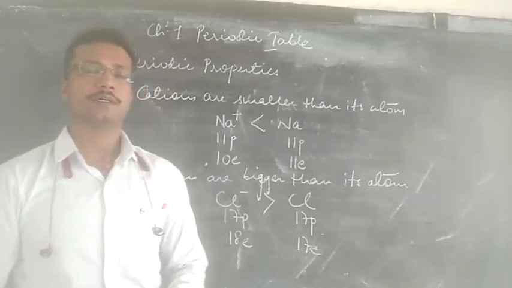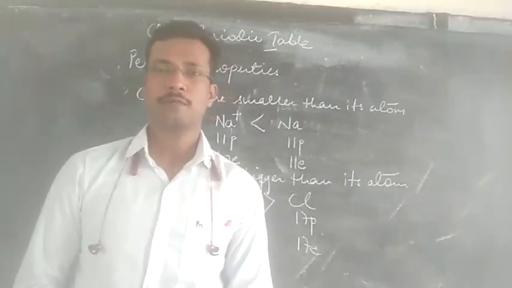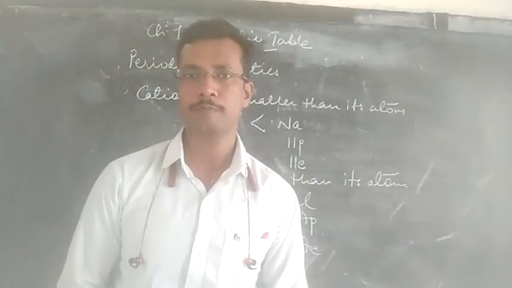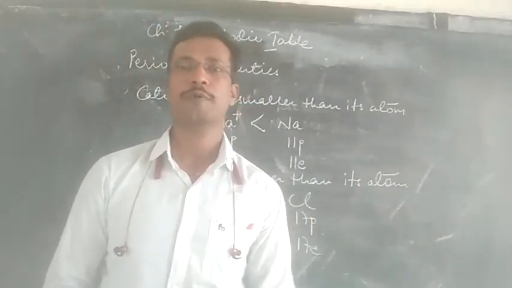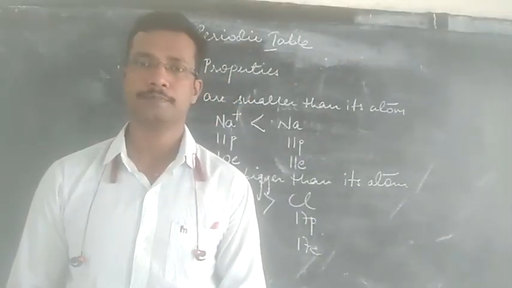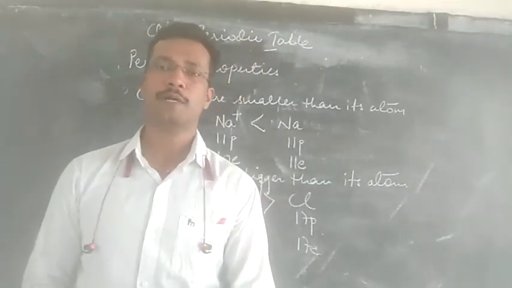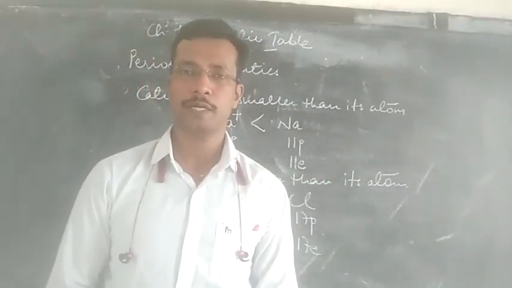So these are the trends we can find of atomic size on moving down the group and also on moving across the period. Next day we will discuss a new property, that will be metallic character and non-metallic character.